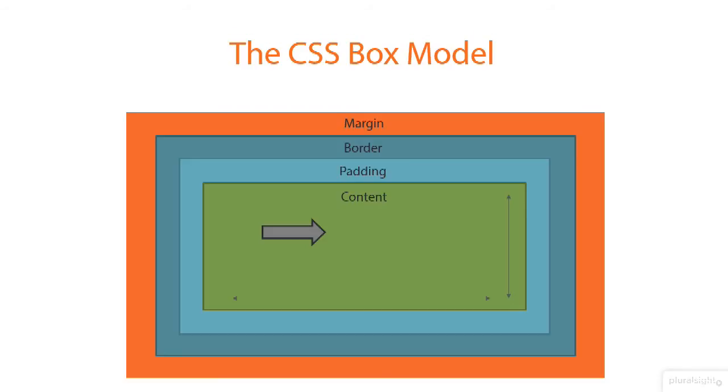The first layer we encounter then is the padding. Padding clears an area around the content. The next layer is the border, which goes around the padding and of course also around the content. And the last layer is the margin, which clears an area around the border.